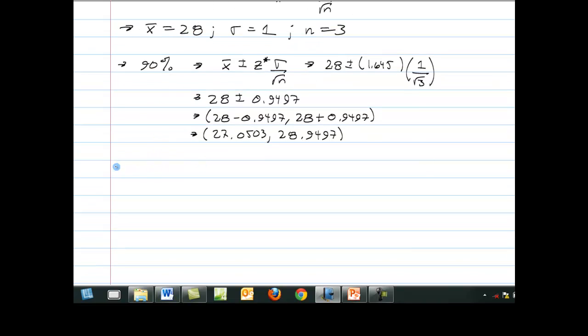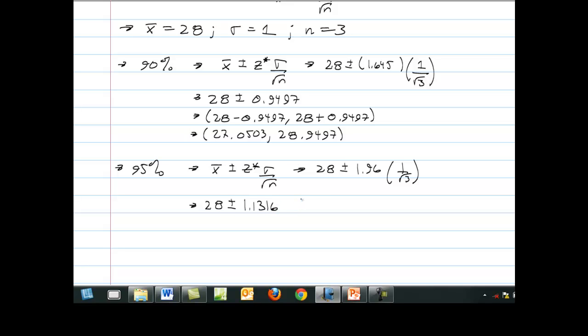Now let's go ahead and look at a 95% confidence interval. Same thing, x bar plus or minus z star sigma over root n, 28 plus or minus 1.96 times 1 over the square root of 3, and again that 1.96 comes from our table that we have up there. You could also look it up on your normal tables. So my margin of error here would be 1.96 divided by the square root of 3. And for here I get 1.1316.